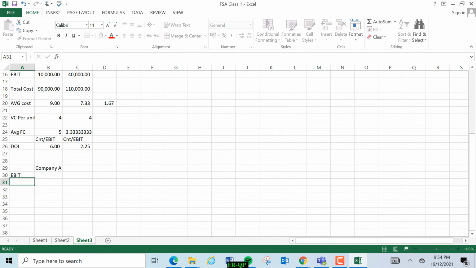Say EBIT is 20,000 and company B, EBIT is how much? Again 20,000. If the company A has a debenture and B has no debenture, or has less debenture, then company A has an interest of 10,000, company B has an interest of 5,000. So what will be happening here?